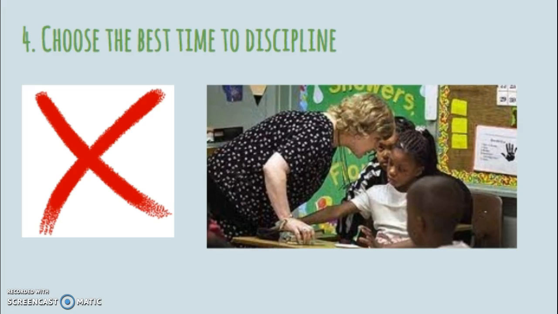Step 4. Choose the best time to discipline. You can't win when you try to call out a student in front of his or her friends. It is more beneficial to both the teacher and the student to talk in private, so both people can feel more comfortable discussing the punishment and what the issue is.